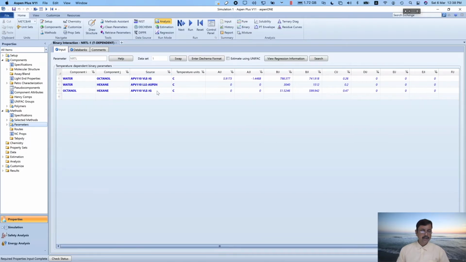And the source is, for the octanol hexane system, VLE-IG. For water hexane, it is LLE-ASPEN, and for water octanol, it is VLE-IG. As water and hexane are not miscible, it is liquid-liquid equilibrium. So AIJ, AJI, BIJ, BJI, all of them are the parameters of the model.